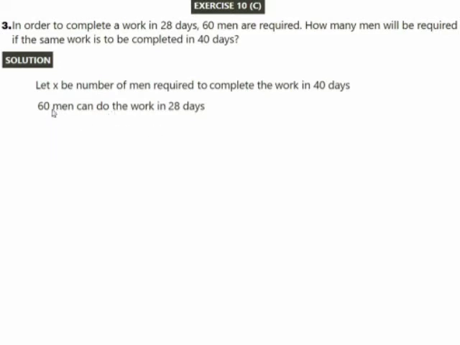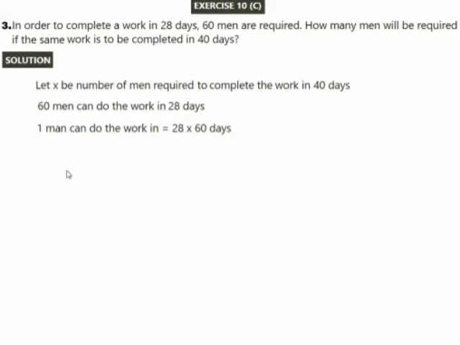If 60 can finish in 28, then will one man finish in more days or fewer days? Obviously, he will finish the same work in more days, right? That's why here you have to multiply 60 and 28. So one man can do the work in 28 into 60 days. But how many men do we have? We have x men now.